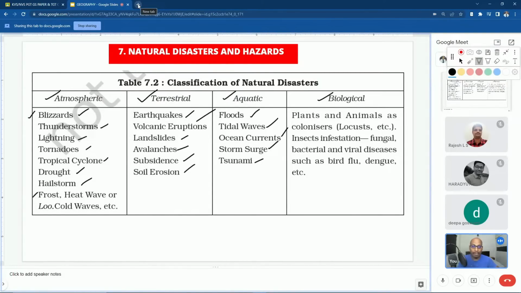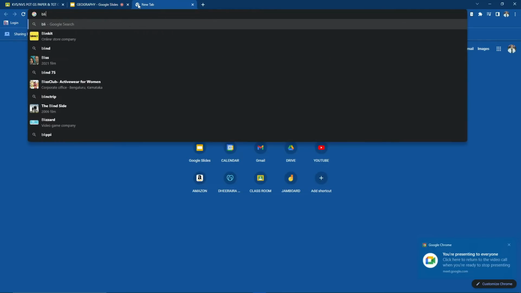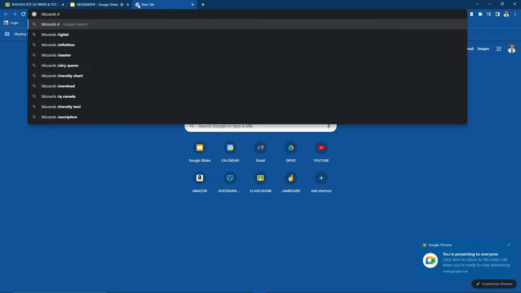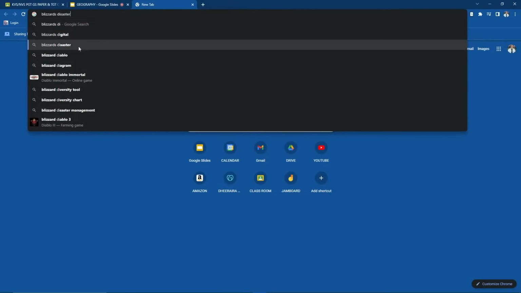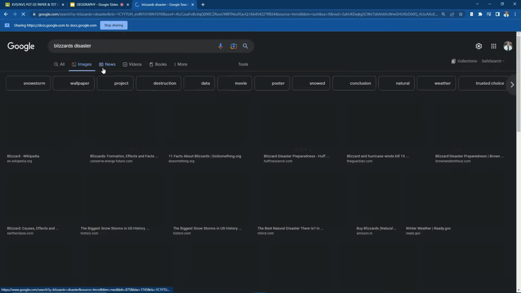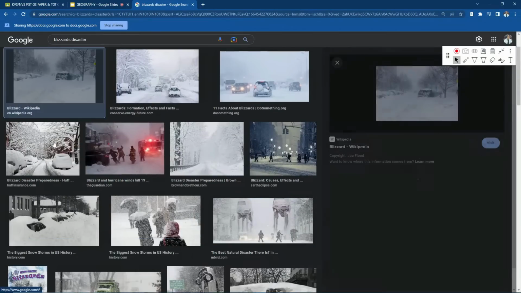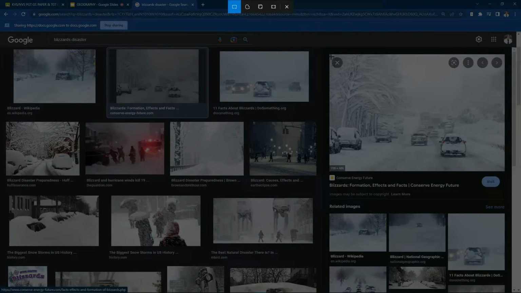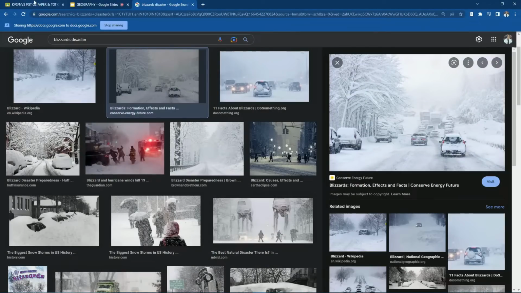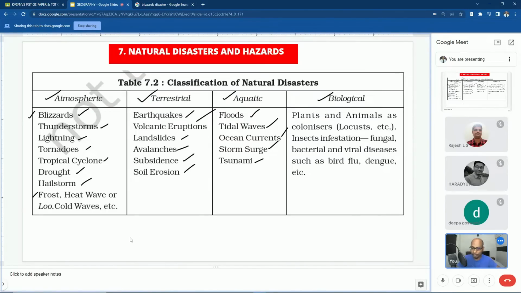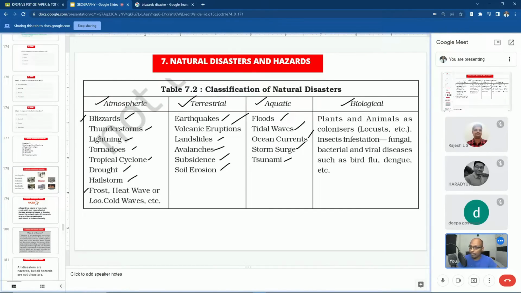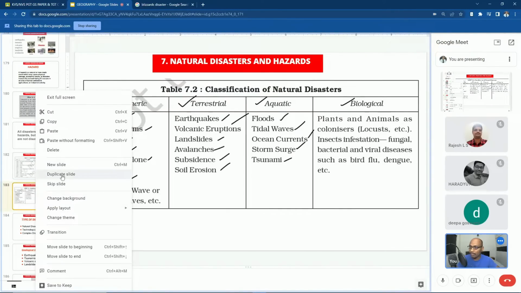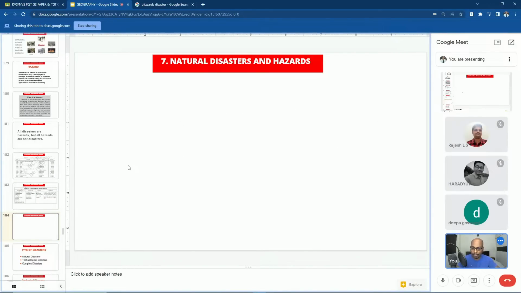So let us understand with a picture of blizzards. I'll just copy it down. Blizzards disaster. So what is this blizzards disaster? Let me just copy this one. I will just show you this one. Okay, just a minute. What is this blizzards disaster? Where is it, here, no? So duplicate slide, then we go with the blizzards.